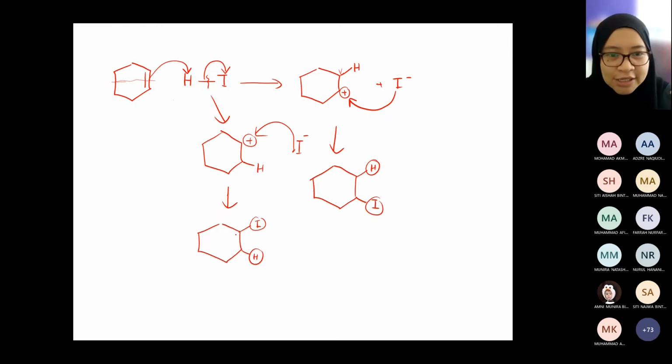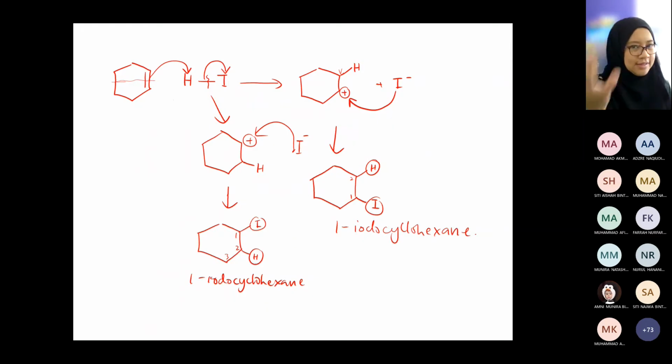Sebab you akan start numbering from here. 1, 2, mana-mana lah you nak ke atas ke bawah ke, you akan dapat 1 iodo cyclohexene, right? Same goes to this one. You can start numbering from here. 1, 2, ke bawah ke atas, doesn't matter. So you still will get iodine at carbon number 1. So 1 iodo, ataupun without the 1, iodo cyclohexane. Okay. Alright.